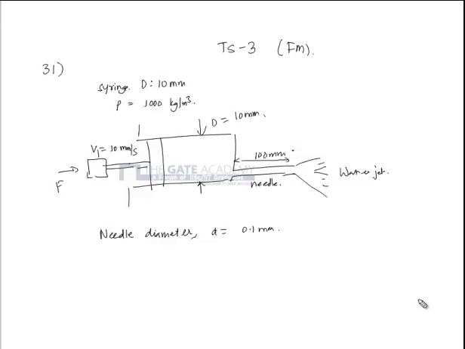Let's see what we need to find out. Force F we need to find out. If we can find the pressure on the plunger, P1, then P1 multiplied with this area will give the force acting on the plunger. Then we can draw a free body diagram of the plunger and find the force. The pressure here is atmospheric pressure, because the jet is outside and open to the atmosphere. We need to find P1, so we need to use Bernoulli's equation.